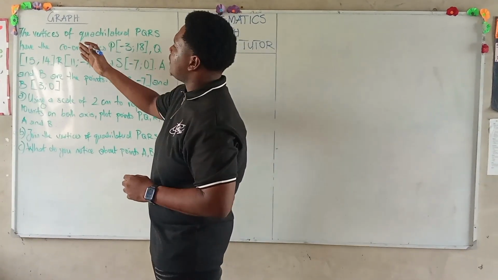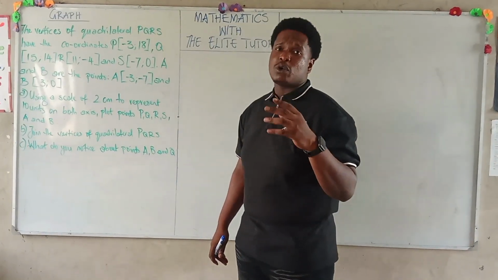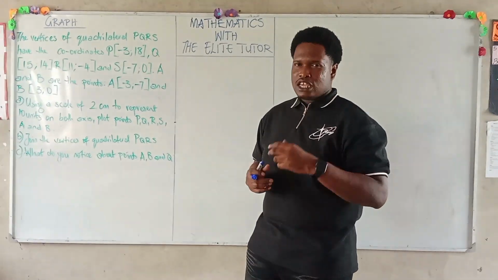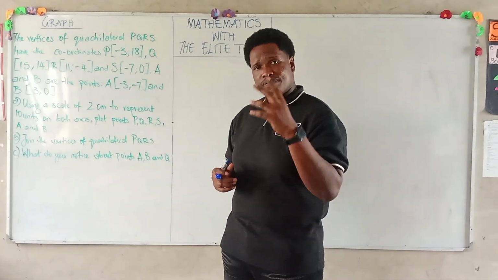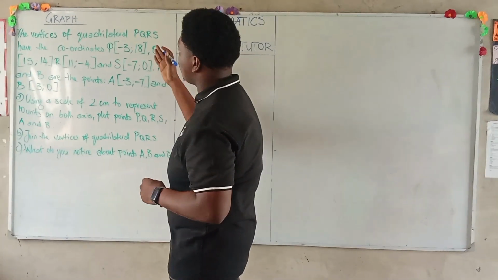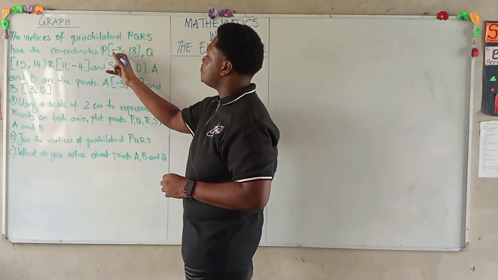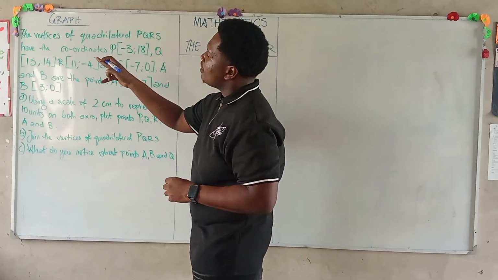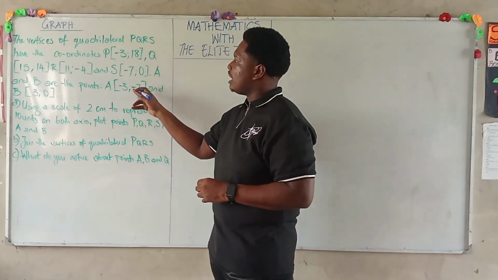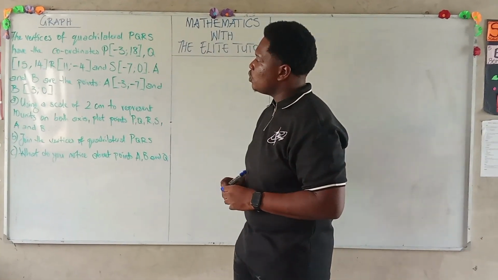Now we have the vertices of a quadrilateral PQRS. When we say vertices of a quadrilateral, we are simply talking about the corners of a quadrilateral. A quadrilateral is a shape that has 4 sides. So we have the vertices of a quadrilateral PQRS with the coordinates: P is minus 3, 18; Q is 15 and 14; R is 11 and minus 4; S is minus 7 and 0. And they also give us A and B, which have their own coordinates.